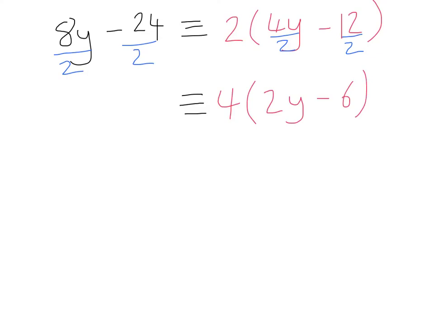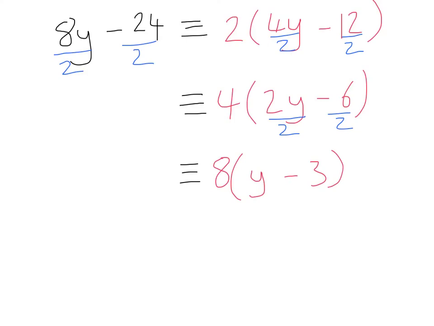Now again, before you finish, just check the expression inside the brackets. Is there another number that can divide into both 2 and 6? Well, again, the number 2 divides into both of these. So take the number outside of the brackets, multiply it by 2. 4 times 2 is 8. Divide both terms by 2. 2y divided by 2 is just y, is 1y, and negative 6 divided by 2 is negative 3.